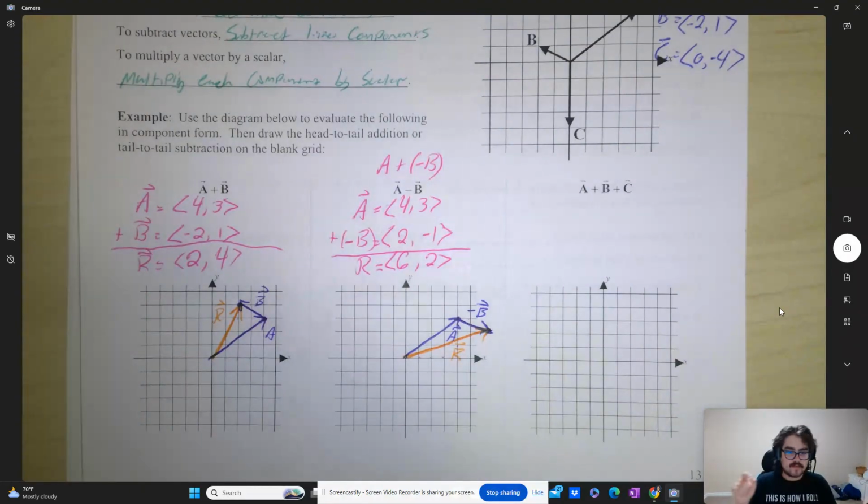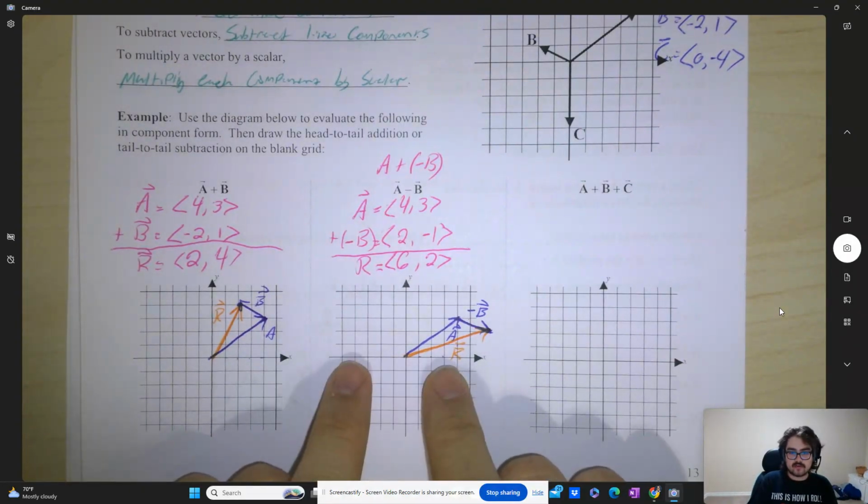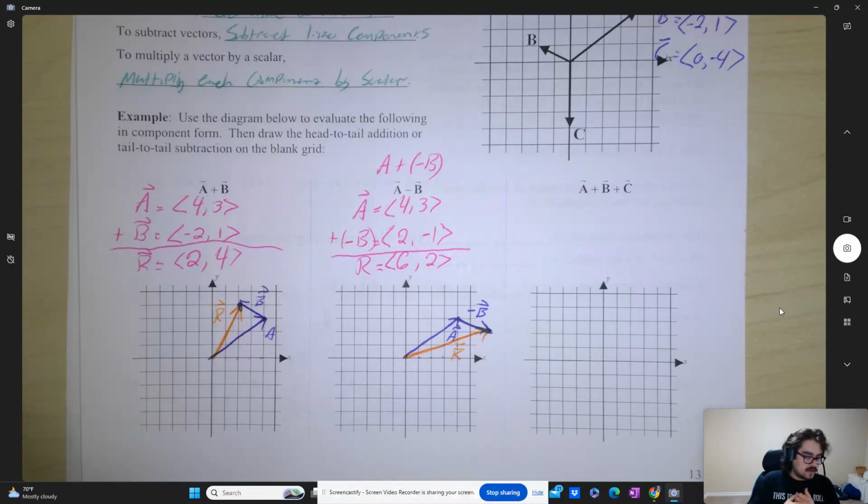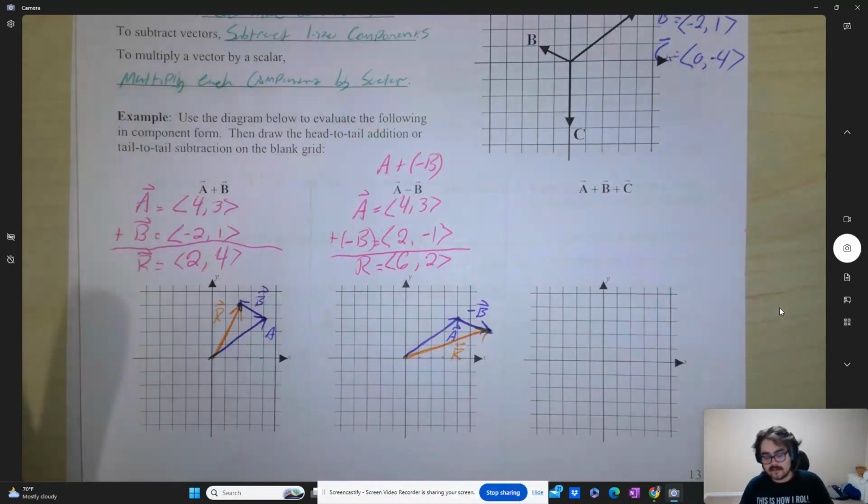If you do the head to tail method, then you'd start them both at the origin and draw them as normal, and then connect from B going to A, and it gives you the same thing. It gives you the same length of vector.